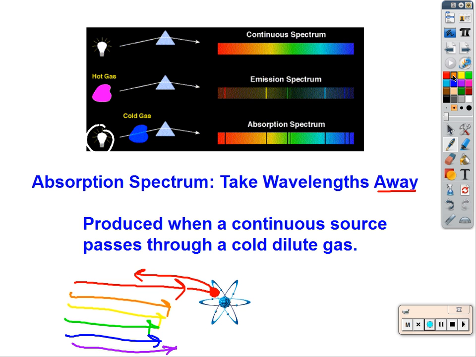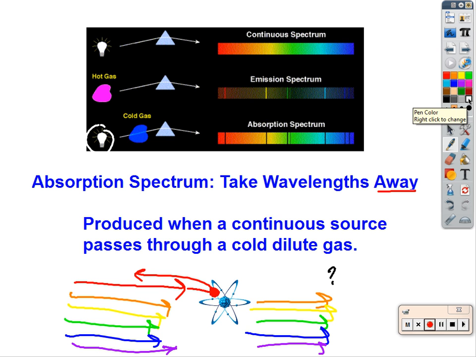So in the end, when you look at your prism, you see your orange, you see your yellow, you see your green, you see your blue, you see your violets, but you're missing the red. Okay? There are wavelengths of light that have been removed. These show up as dark bands in the spectrum.